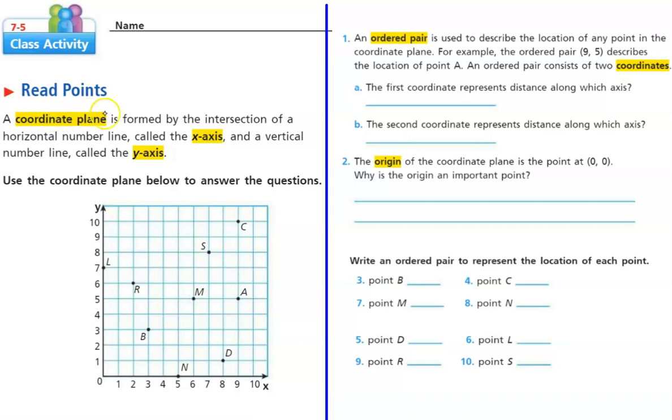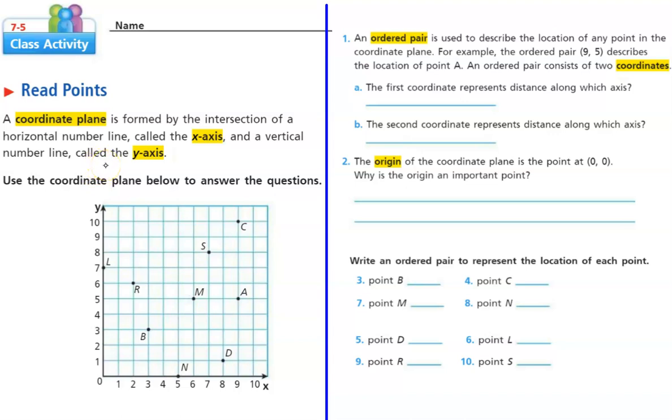It says a coordinate plane is formed by the intersection of a horizontal number line called the x-axis and a vertical number line called the y-axis. So let me back up just a little bit here. This is considered to be your entire coordinate plane, and this is what they're talking about as your x-axis, and this right here is considered to be your y-axis.